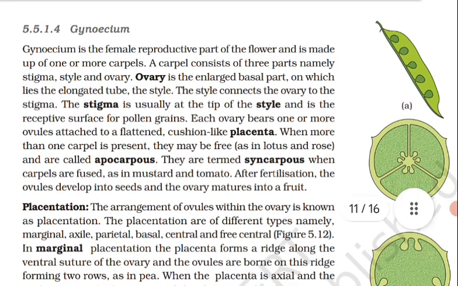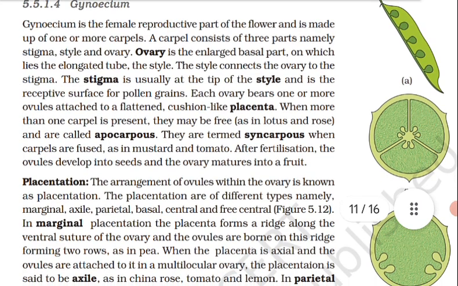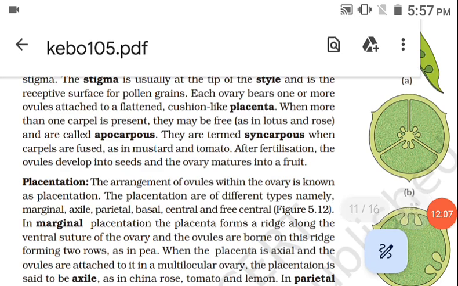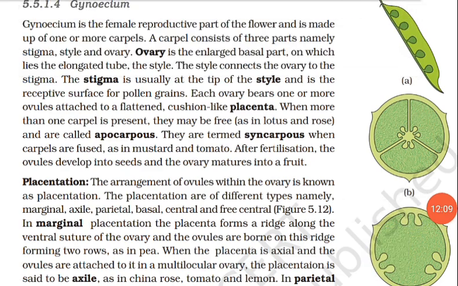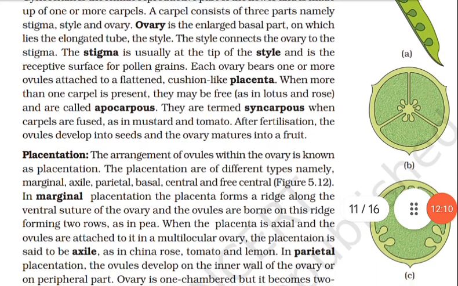Fusion is indicated by enclosing the figure within the bracket and adhesion by a line drawn above the symbols of the floral parts. A floral diagram provides information about the number of parts of flower, their arrangement and the relationship they have with one another.